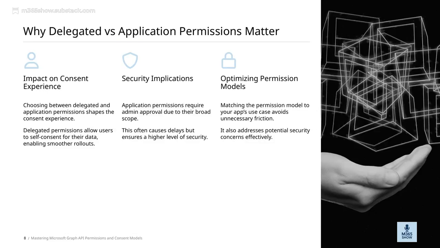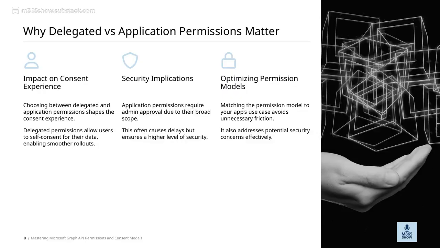When we optimize permission models, it's important to understand that application permissions usually require admin approval because they have a broader scope. This can cause some delays, but it also ensures a higher level of security for your organization.